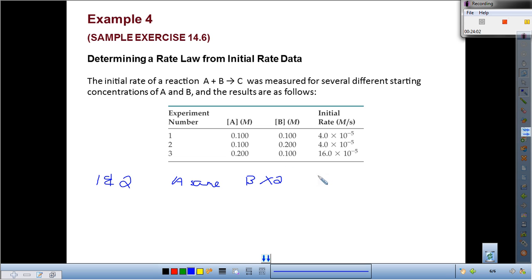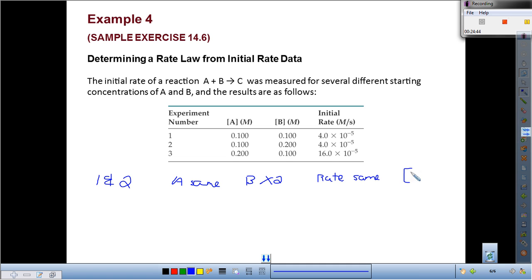What happened to the rate? Well, if you look over here, it started at 4, and when I changed this concentration, the rate was still 4 times 10 to the negative 5. So the rate stayed the same. Did changing the concentration have an effect on the rate? In this case, it did not. So what can we say about the order of B?